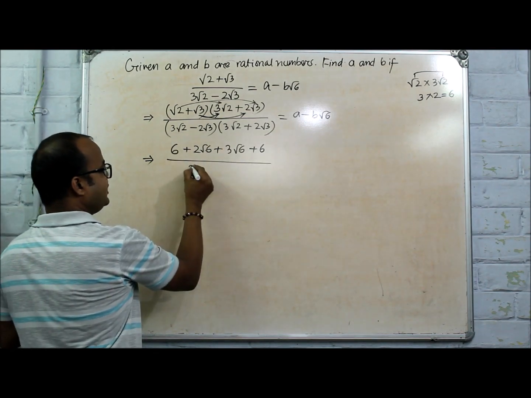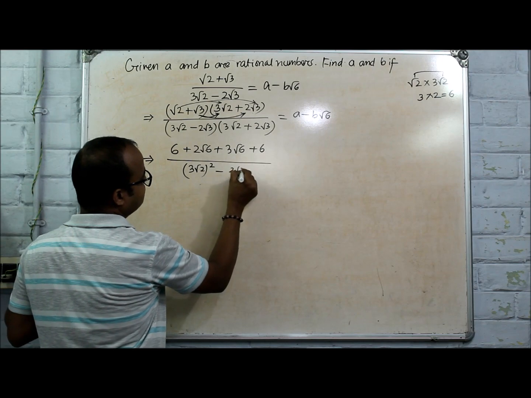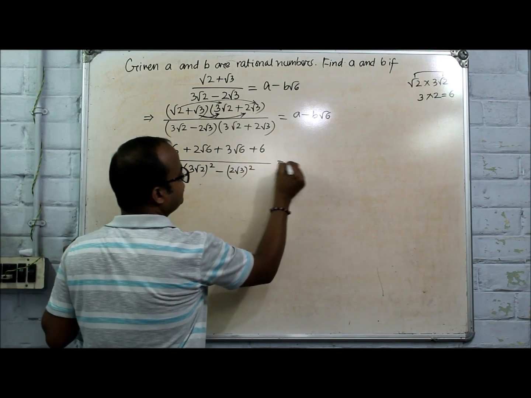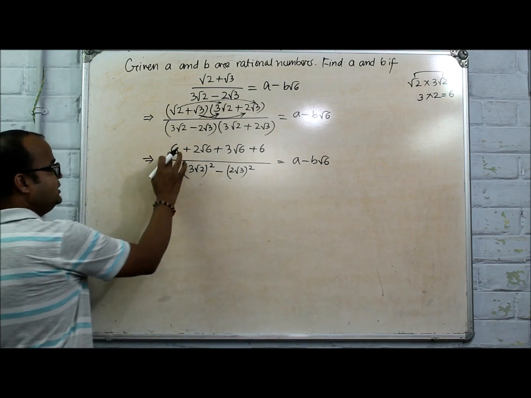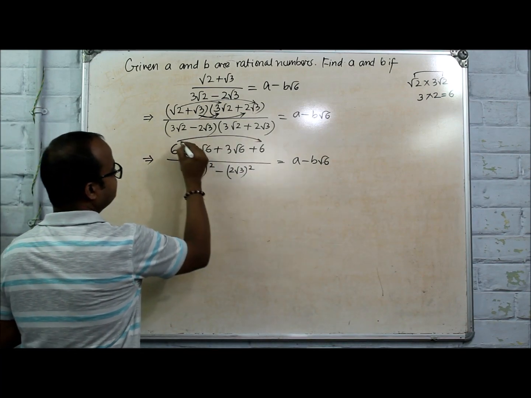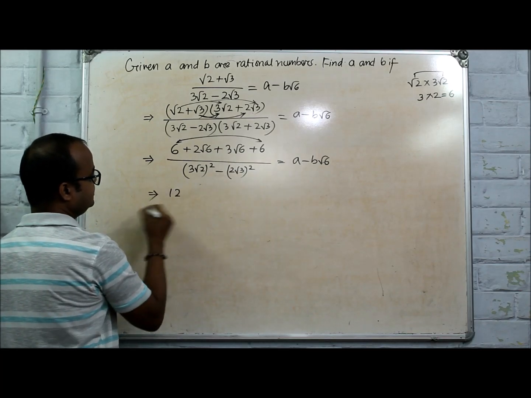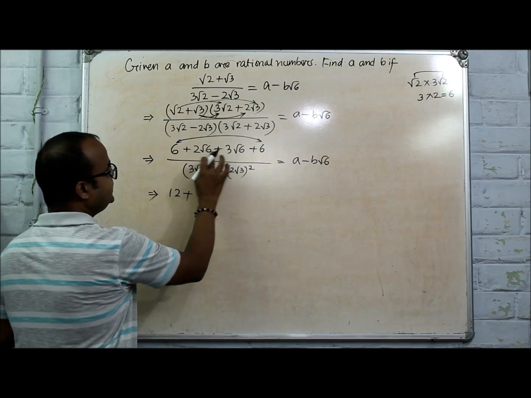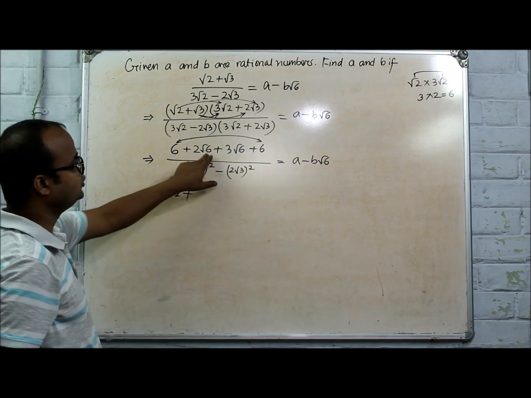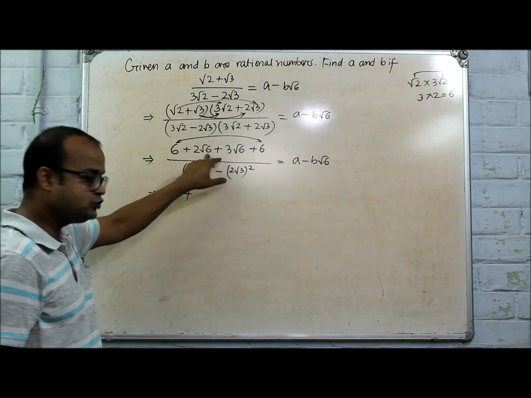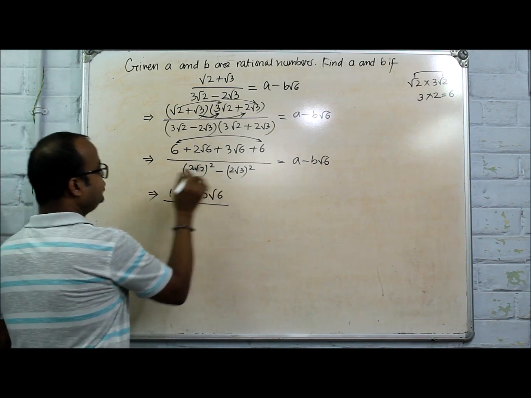By a square minus b square. So 3 root 2 square minus 2 root 3 square is equal to A minus B root 6. These two are the like terms. So 6 plus 6, 12, plus 2 root 6 plus 3 root 6, that is 5 root 6. 3 root 2 square.